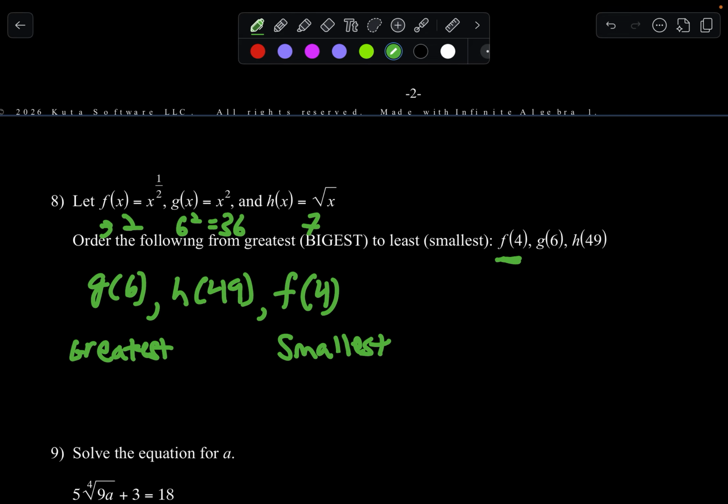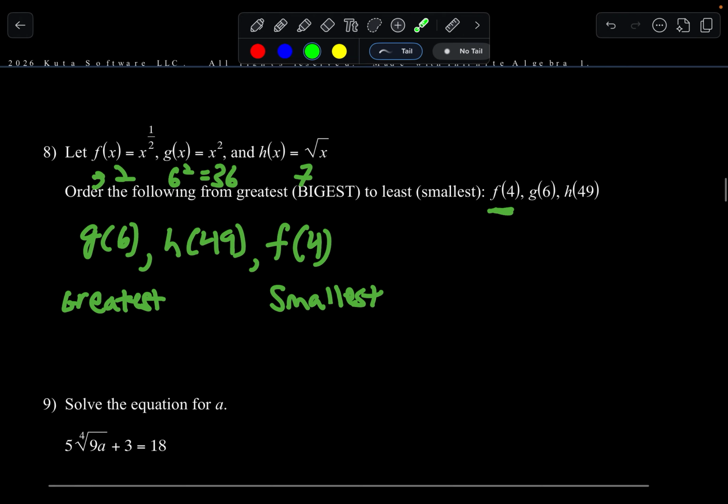36 is the biggest. That's g of 6. That's this, because that's this term. And then h of 49 is the next largest, because that's 7, and that's h of 49. And then f of 4 is right here, because f of 4 is 4 to the 1/2 power, which is the square root of 4, which is 2, and that's the smallest.